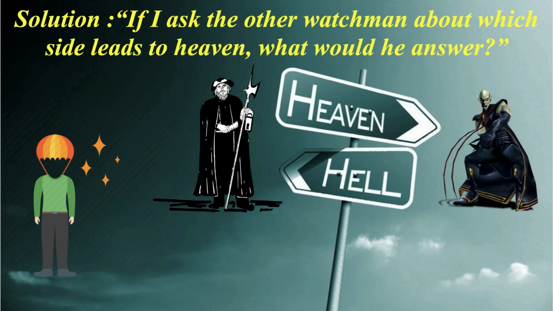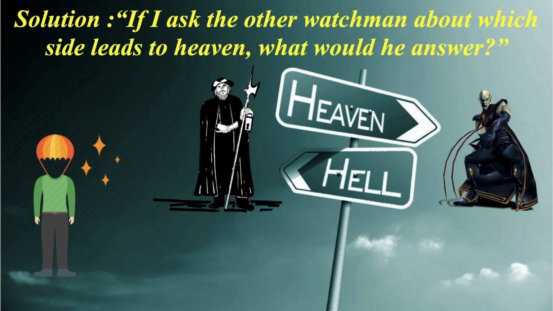The solution to this puzzle is you should go to any one of the watchmen and ask him, if I ask the other watchman about which side leads to heaven, what would he answer? If you ask a direct question, which door leads to heaven, then the honest one will tell the truth and the liar watchman will point toward the door that leads to hell. But here we are not asking the direct question, we are asking one watchman about how the other will answer.